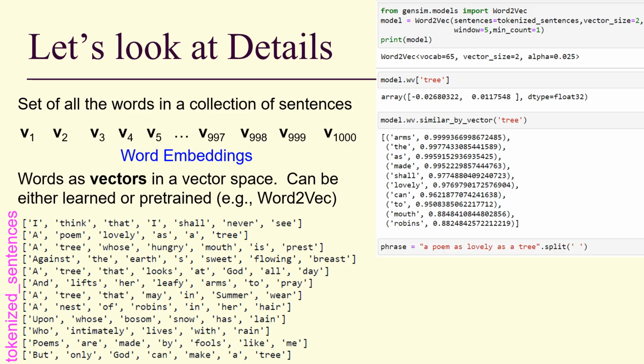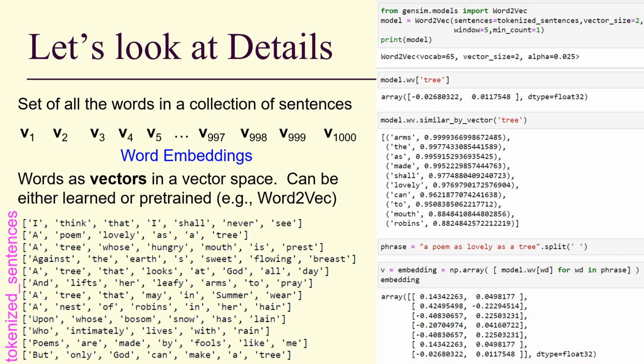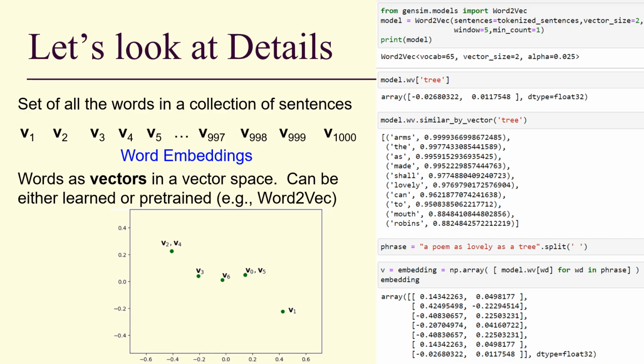So let's give it a phrase: "A poem as lovely as a tree." When we do our embedding, we end up with this set of 2-dimensional vectors. Each row is a vector. And so now we have a set of points in the plane.